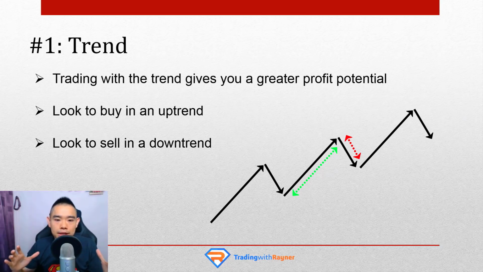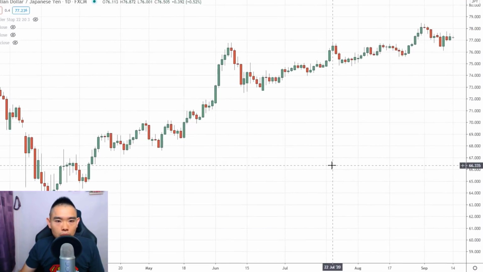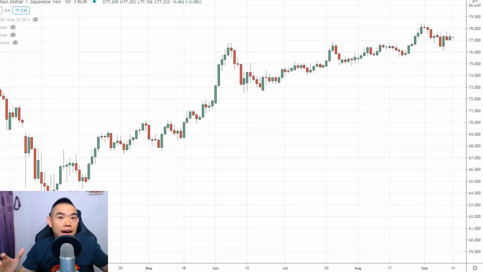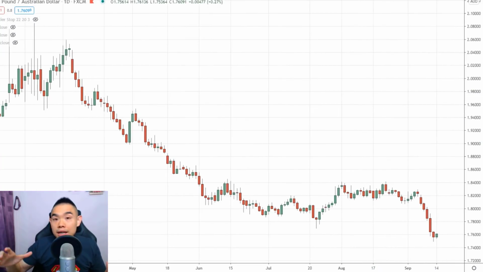And the gist of it is very simple. If you identify that the market is in an uptrend, then look for buying opportunities. If the market is in a downtrend, then look for selling opportunities. That's pretty much it. Okay, so a couple of examples. If you look at this chart, Aussie, this market is in an uptrend. So what you're going to do is to look for buying opportunities. And if you look at this one over here, pound Aussie, this market is in a downtrend and you want to look for selling opportunities.